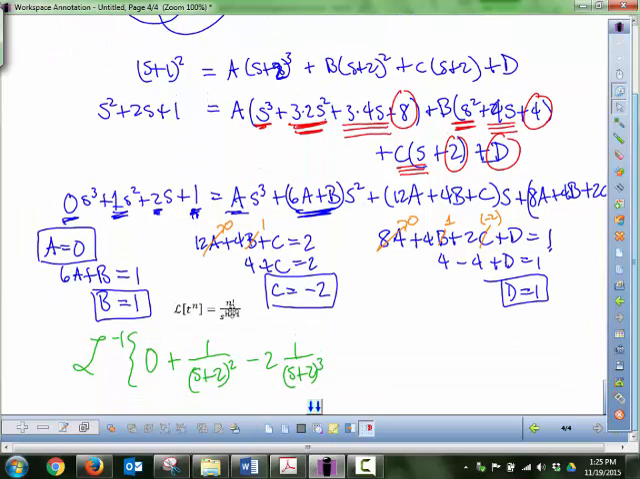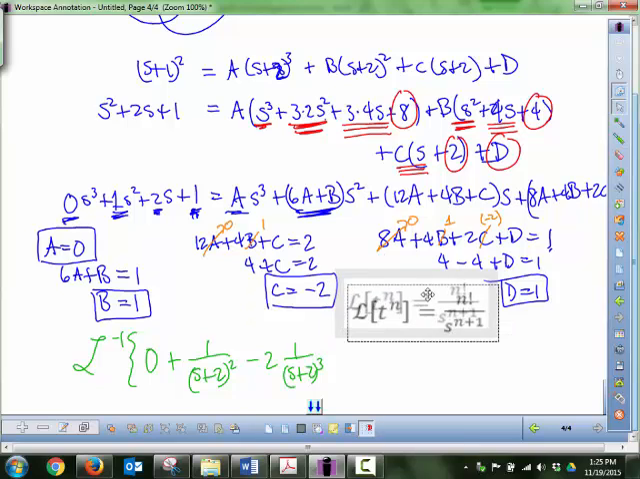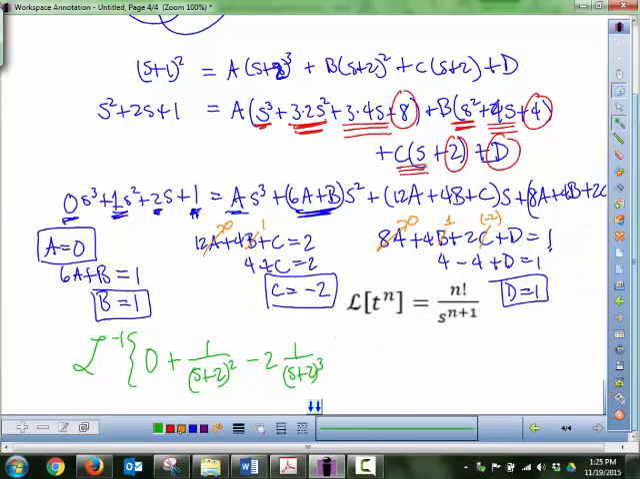This is our key formula. Where should we put it? Right here? Which means I need to match up an n over here. In this case, I have to the second power, so n is equal to what? Looks like n is equal to 1. So that's a 1 factorial, so that's okay.